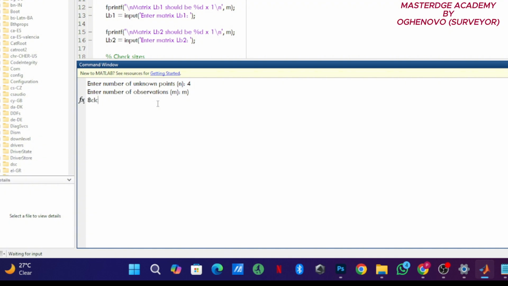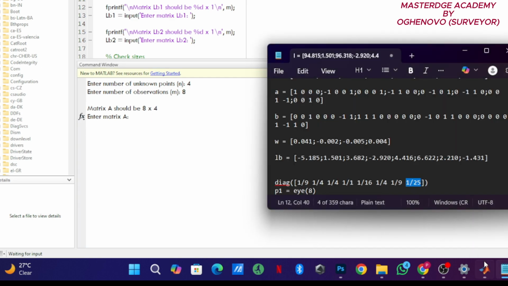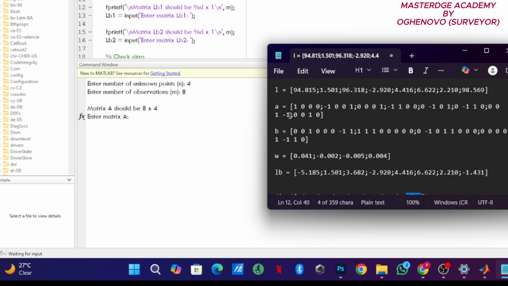Sorry, let's clear again. Let's Control C to stop our code. CLC to clear, and we'll run the code again. Right, so put 4, 8. Alright, so it's telling us our matrix, because we have 4 unknowns and 8 observations, its matrix A must be an 8 by 4 matrix. So if we have 5 here and we have 10 here, it must be a 10 by 5 matrix. You understand? So I bring in my notepad and I copy matrix A, which is this. Copy it. Alright, paste.